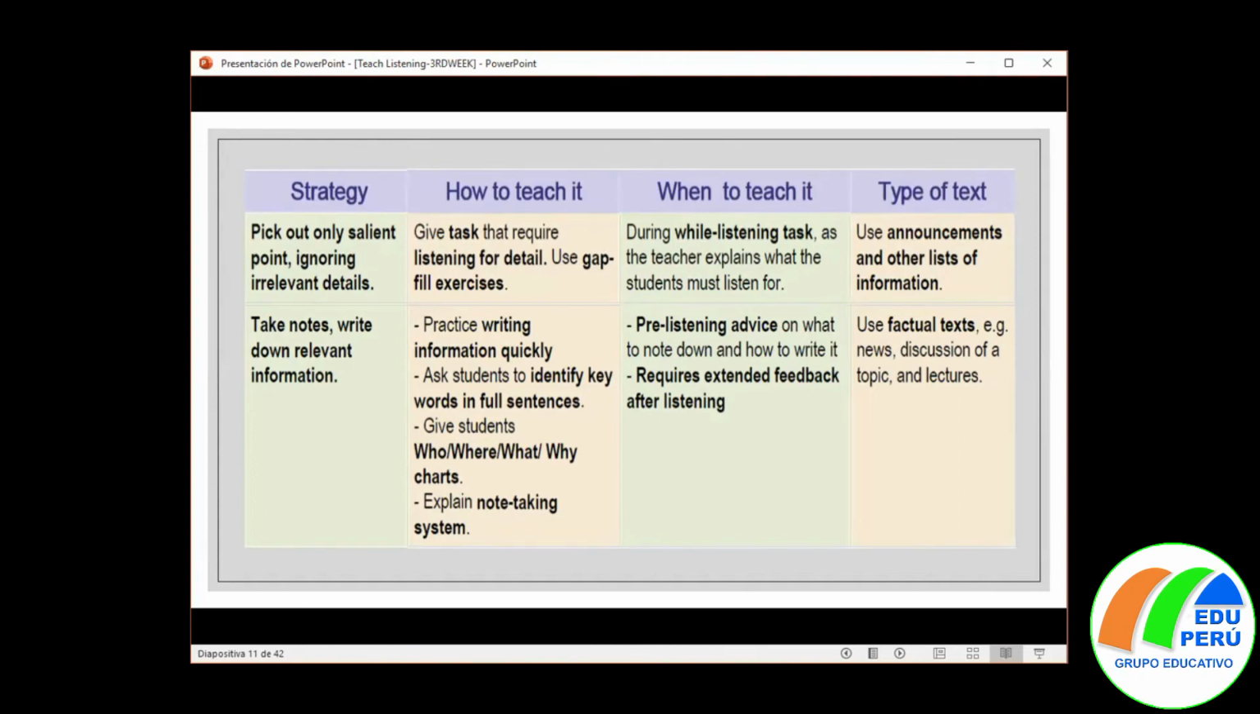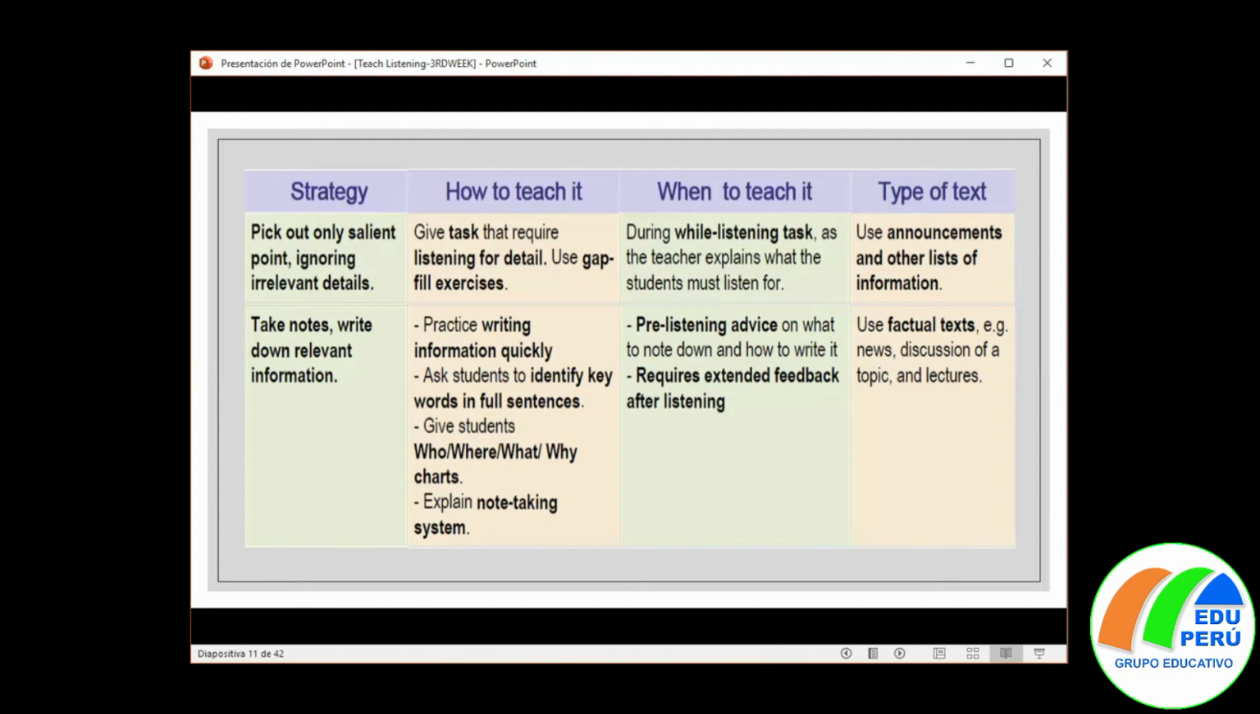That is taking notes or write down relevant information. So you can ask them to write information quickly. What they listen, write it. Or identify some keywords in full sentences. Or you could give them some question words, no? Who, where, what, why. And the last one, you can explain this note-taking system, no? When you take notes, use some phrases, short sentences. You don't use pronouns or subjects, just imperatives, no? So you can use abbreviations. So this is the note-taking system.